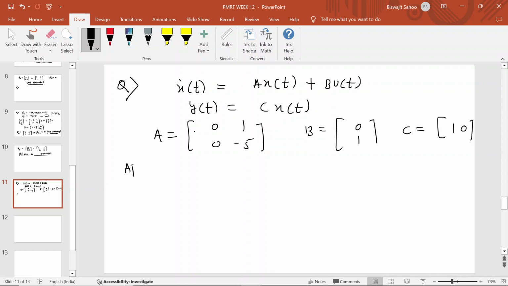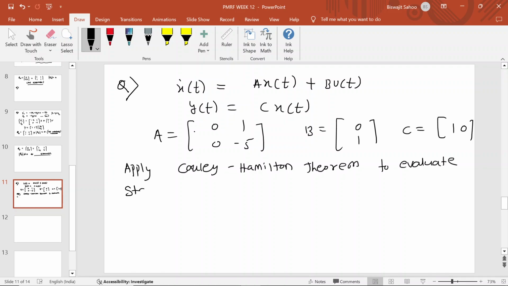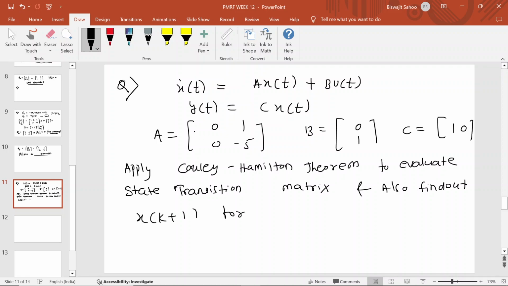So here, just one theorem you apply: apply the Cayley-Hamilton theorem to evaluate the state transition matrix, and also find out x of k plus 1 for T equal to 0.1 second. This is the question given to you.